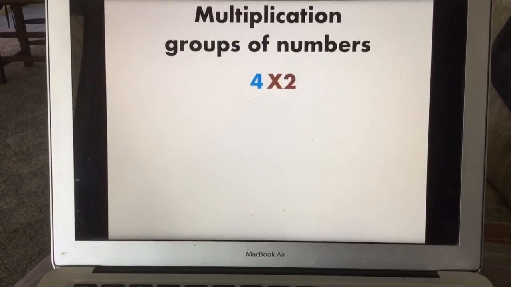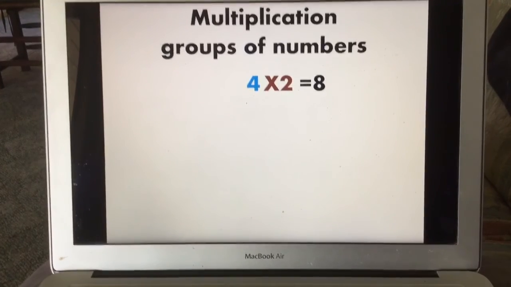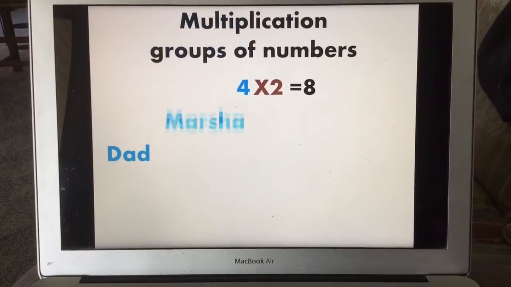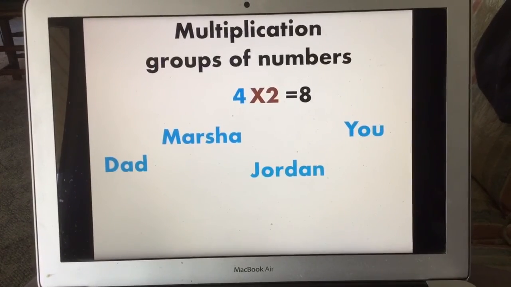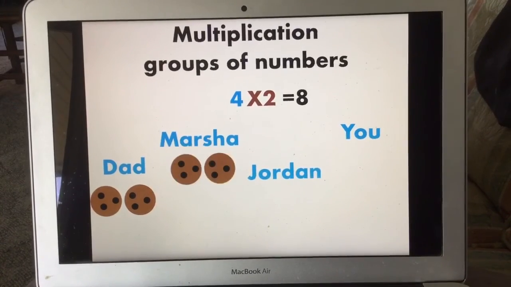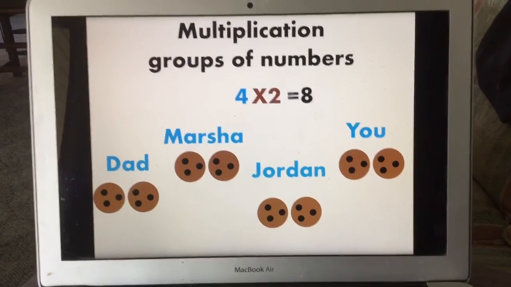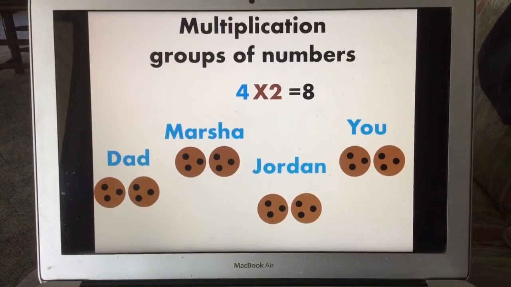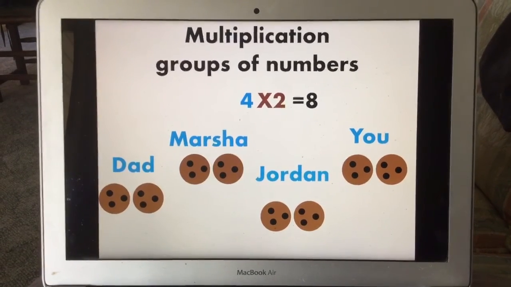So, 4 times 2 equals 8, okay? So let's look at the 4 first of all. That's how many groups you're going to have. In this case, it's going to be your dad, Marcia, Jordan, and you, okay? For the times 2, it's how many go in that group. In this case, we're going to do chocolate chip cookies. If you count all the chocolate chip cookies, you have 8. That's how you get the 8, okay? So your first number is your group. The second number is how many is in that group. Count them all up, and there's your answer, okay?